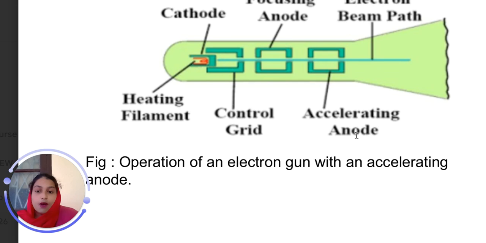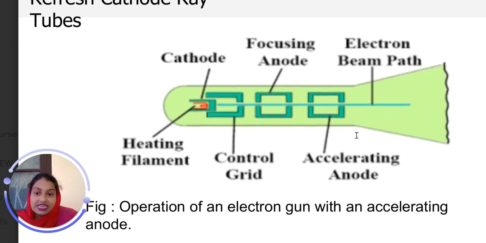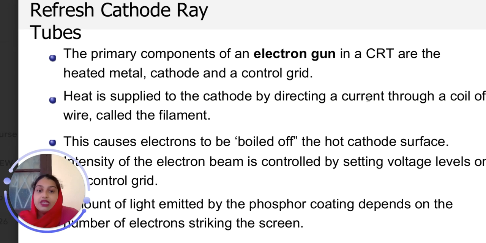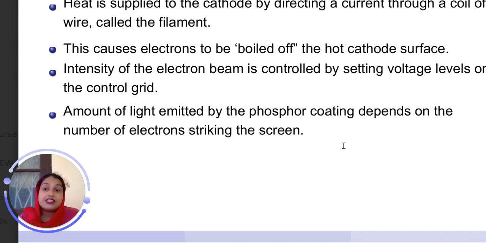And this is the operation of an electron gun with an accelerating anode. We have the heating element, the cathode, the control grid, the focusing anode, the accelerating anode, and the electron beam path. Now, the primary components of an electron gun in a CRT are the heated metal cathode and the control grid. Heat is supplied to the cathode by directing a current through a coil of wire called the filament. This causes electrons to be boiled off the hot cathode surface. Intensity of the electron beam is controlled by setting voltage levels on the control grid.